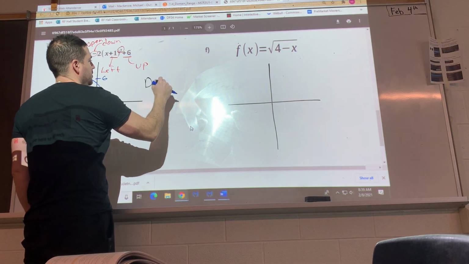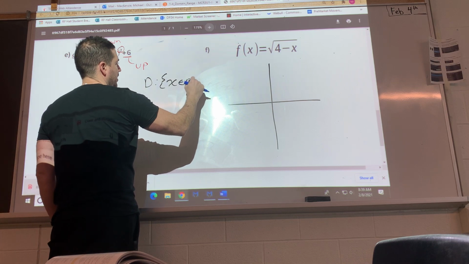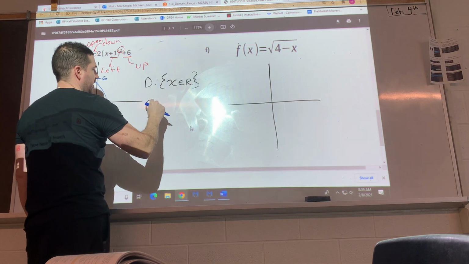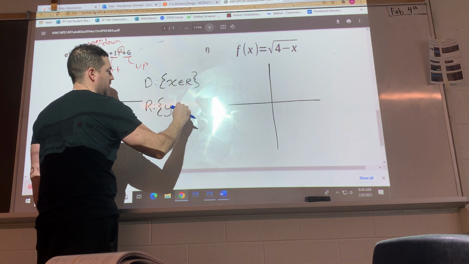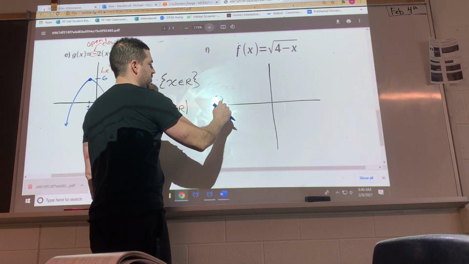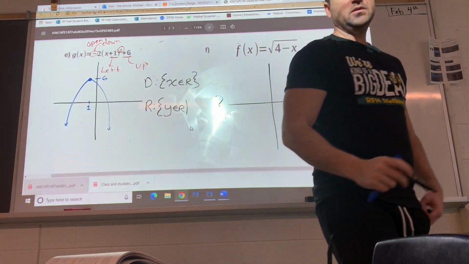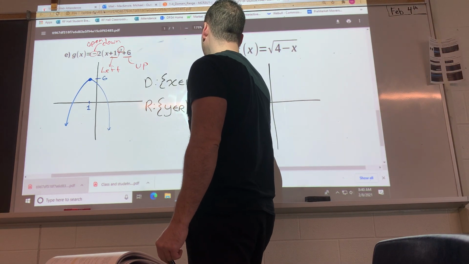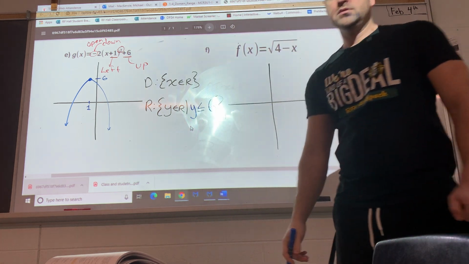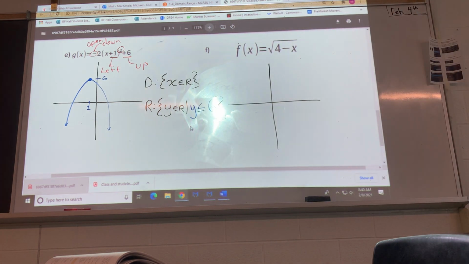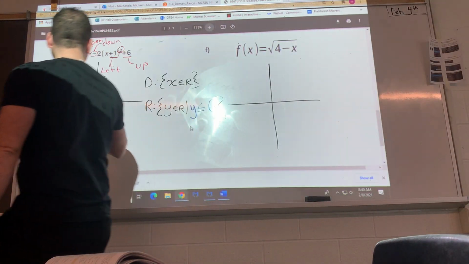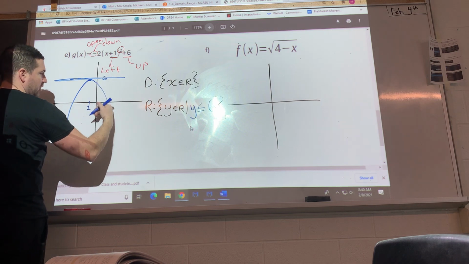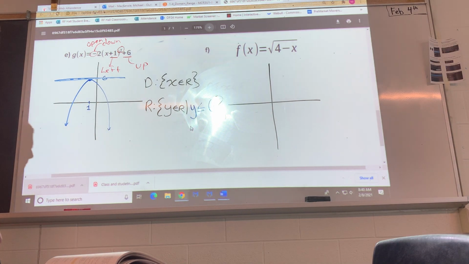Okay, domain and range. So again, we have a quadratic, so X is an element of the real numbers is your domain, because it's all our positive values, all our negative values. And now our range, Y is an element of the real numbers. Okay, and what's our restrictions on Y? Less than or equal to 6. Perfect. Okay, so Y is less than or equal to 6. Because 6 is the highest point. Okay, so all our Y values are below 6.